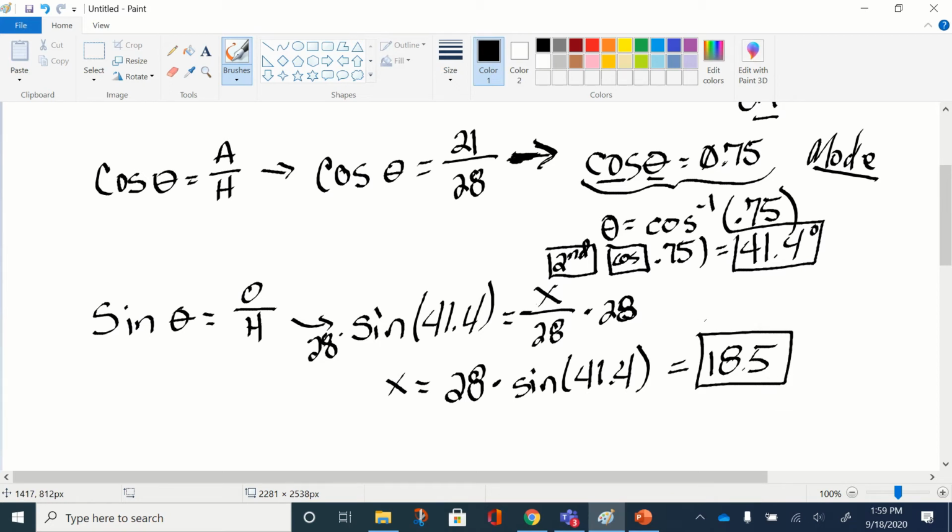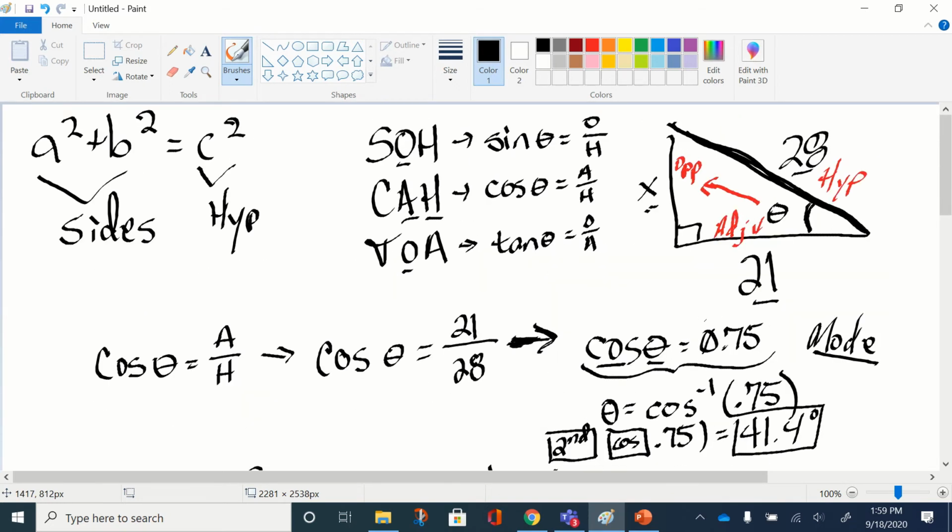And again, remember that's the length of my opposite side. So I'm going to erase x and rewrite it as 18.5. I'll leave it as x equals, that way we remember this was our unknown we were solving for. Make that decimal a little bit more clear. So x is equal to 18.5.